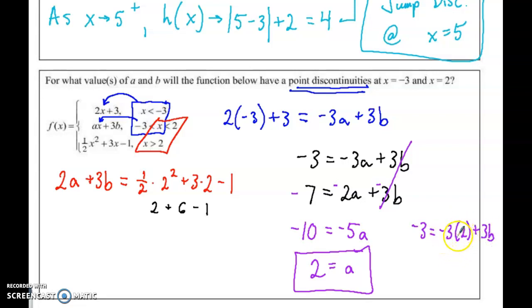So that's negative 6, so I can add 6 over here. So 3 is equal to 3b, and divide by 3, and you get b equals 1. I hope you can agree with me that this is a fun problem once you get to it.